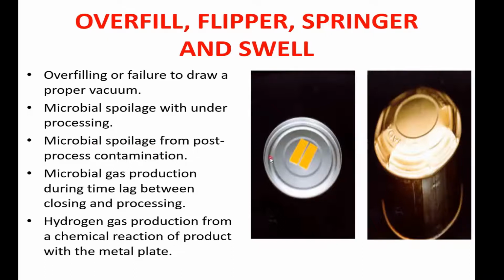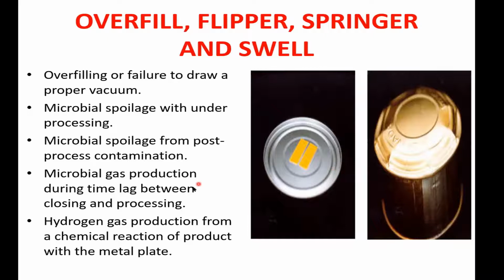Another cause is microbial spoilage from post-processing contamination. Sometimes minute holes can be formed, or the seamings may not be proper. These are double seamed cans, and sometimes the seaming may not be proper. Through those small holes, bacteria can enter. That is post-processing contamination, and that can also lead to this type of bulging.